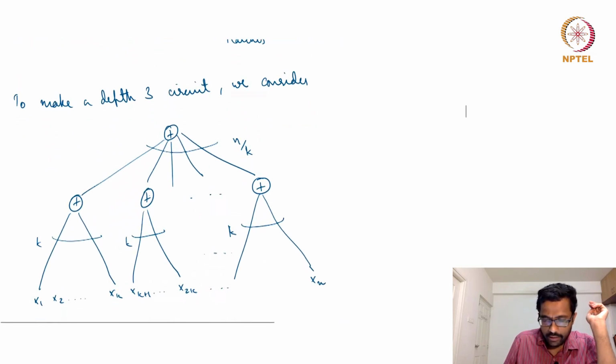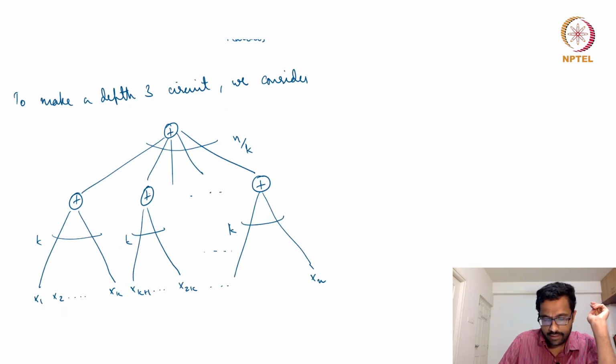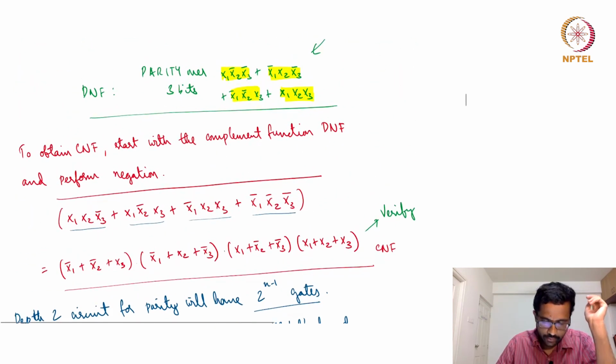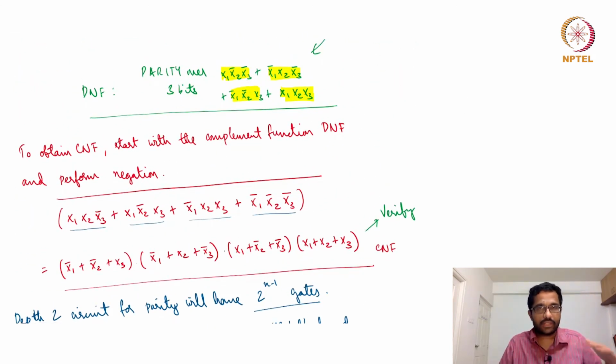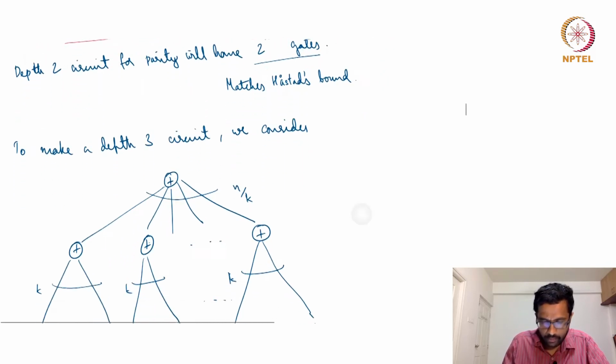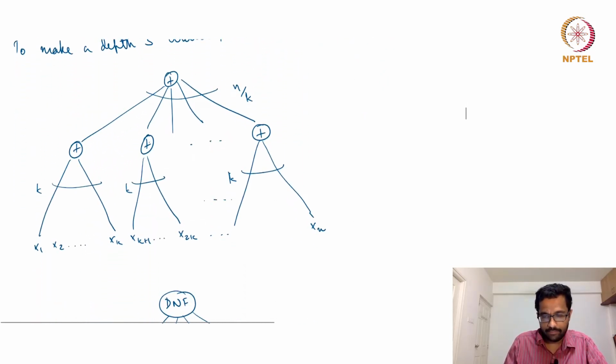The next thing that we could possibly consider is a depth 3 circuit, right? So what we can see here is that when you have a depth 2 circuit, of course you can compute parity, but then the size of the circuit becomes so huge. We need 2 power n minus 1 gates, which is exponentially many, which we cannot have, right? So this is what happens in the case of parity and depth 2. Let's see what happens when you have depth 3.